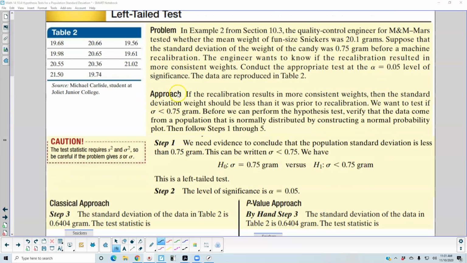Now the approach. If the recalibration results in more consistent weights, then the standard deviation of the weight should be less than it was prior to recalibration. We want to test if the population standard deviation is less than 0.75 gram. Before we can perform the hypothesis test, we have to verify that the data come from a population that is normally distributed by constructing a normal probability plot. And then we're going to follow steps 1 through 5.